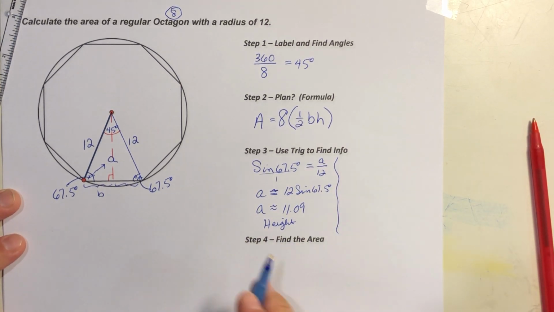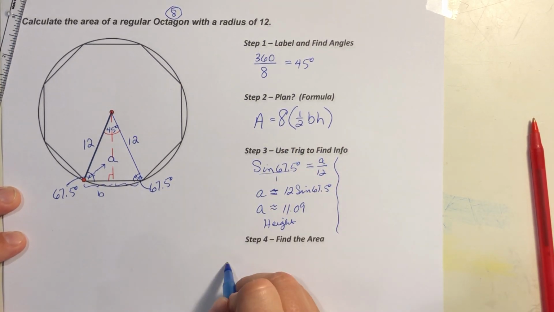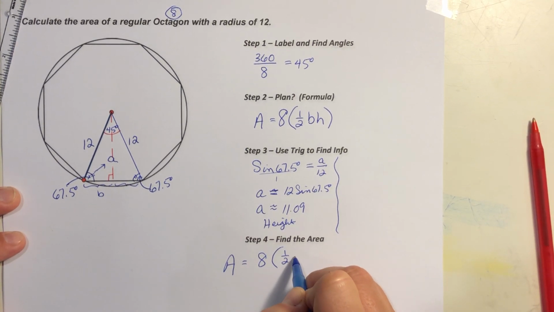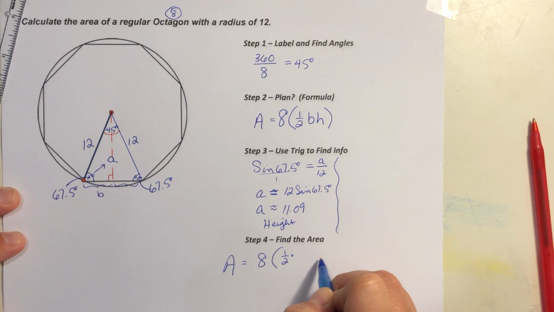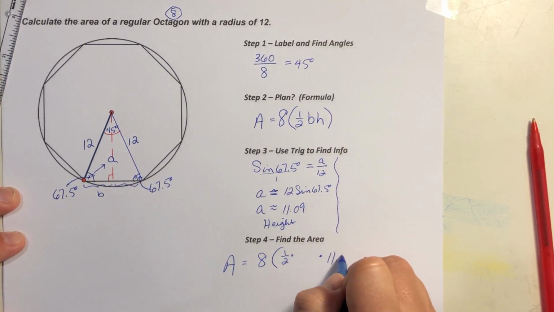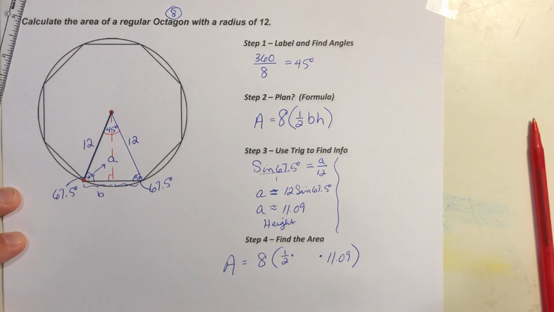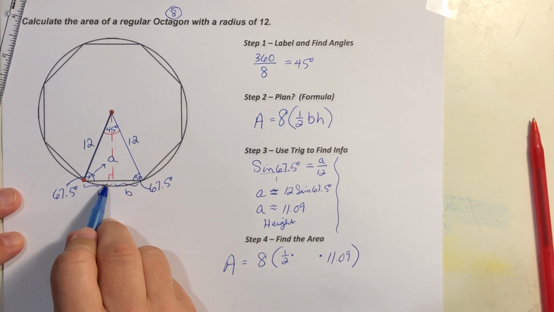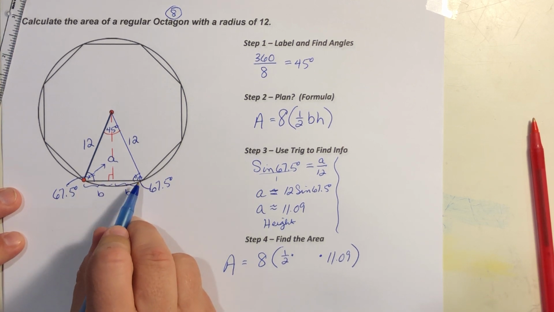Okay, good. So now, if we go back to our formula, we could start to plug in our information. 1/2 times the base times the height. Now, I don't have the base, but I just figured out the height. That's 11.09. Okay? All right, finally, let's go get the length of that base. But remember, guys, it's going to take 2 of these for the base. Don't forget to double it.